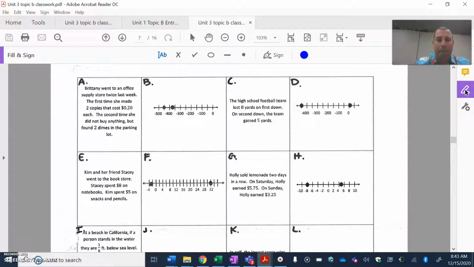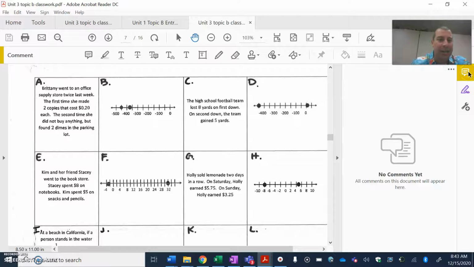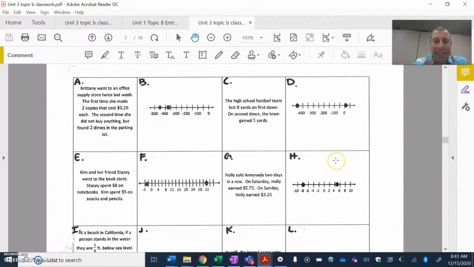So when we think about this here, we're spending money if we are making copies because it costs money. And it was 20 cents each. So in this particular case, we're talking about a negative 40 cents. And then she found 2 dimes. Well, that's 20 cents. We're finding money. That's a positive. So those are the 2 numbers I'm looking at. Now I've got to find who it matches up with.